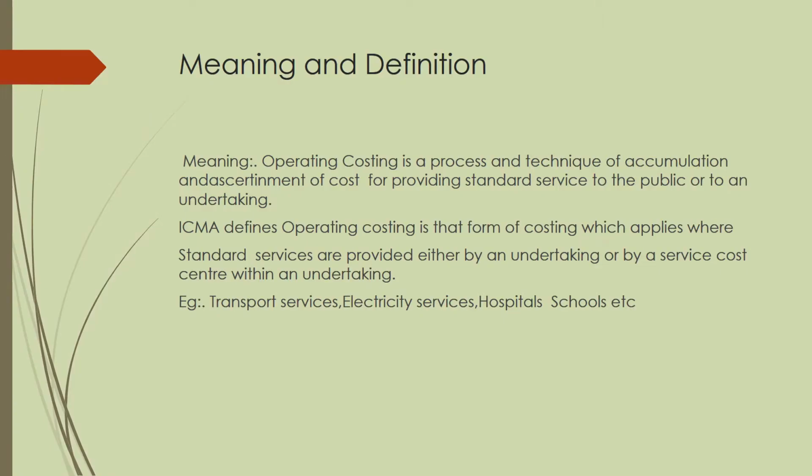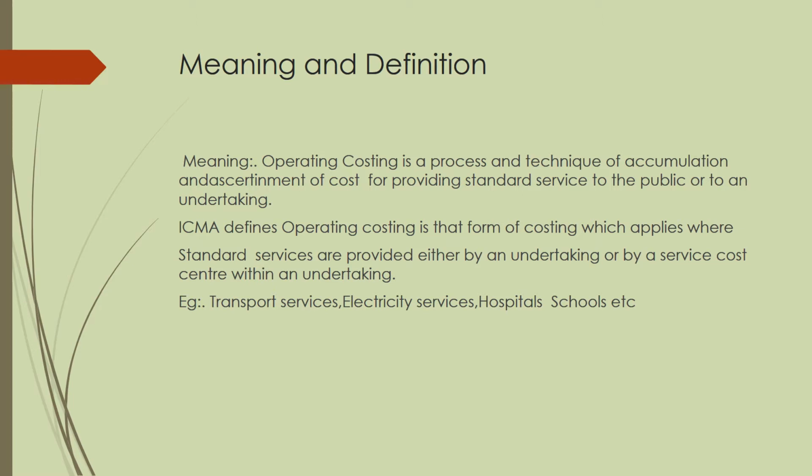Let us see the meaning and definition. What do we mean by operating costing? Operating costing is a process and a technique of accumulation and ascertainment of cost for providing a standard service to the public or to an undertaking. According to CIMA, London, operating costing is that form of costing which applies where standard services are provided either by an undertaking or by a service cost center within an undertaking.